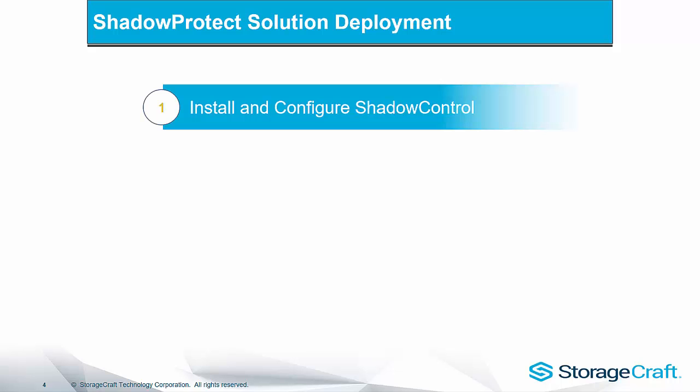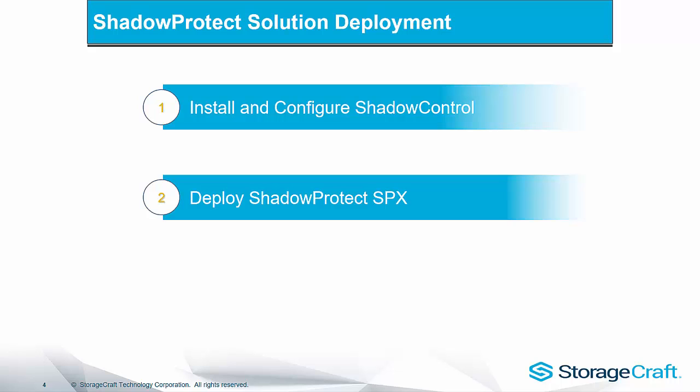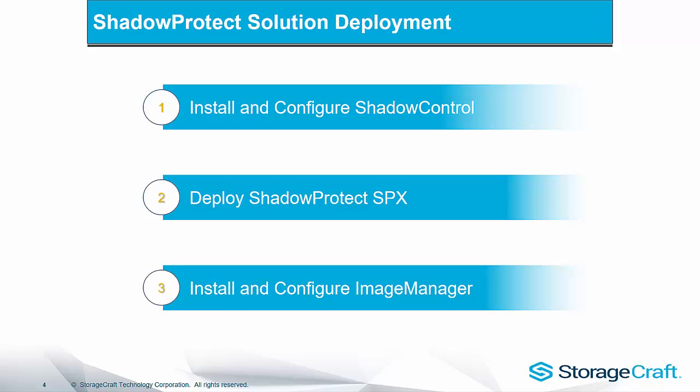Firstly, we need to install and configure Shadow Control. This is the centralized monitoring and management appliance that's going to facilitate an easy deployment. Secondly, we'll then deploy ShadowProtect SPX, which is the backup and disaster recovery software that needs to be installed across your physical and virtual environments. Finally, we need to install and configure Image Manager, which is going to sit on your backup server and perform verification, consolidation, and retention across all of those backups, as well as advanced features such as offsite replication.